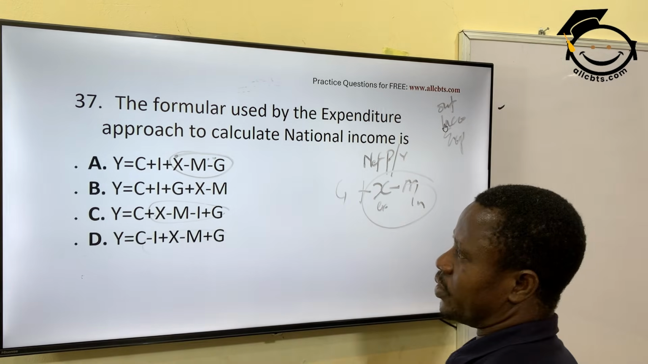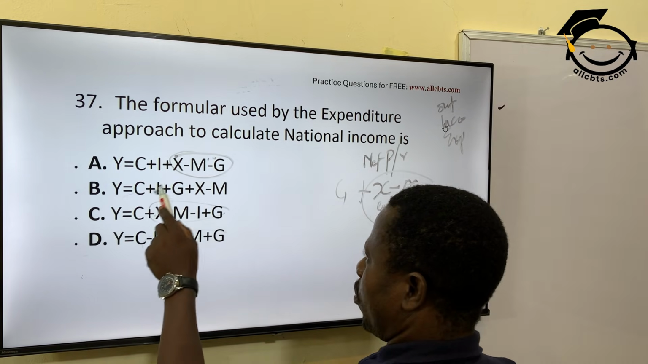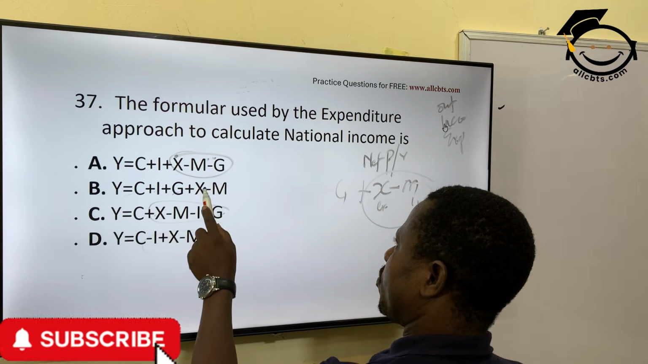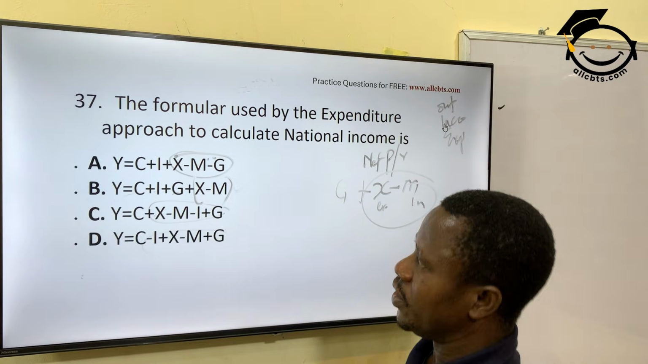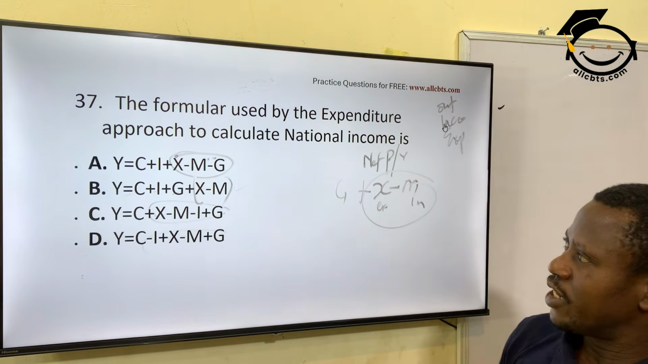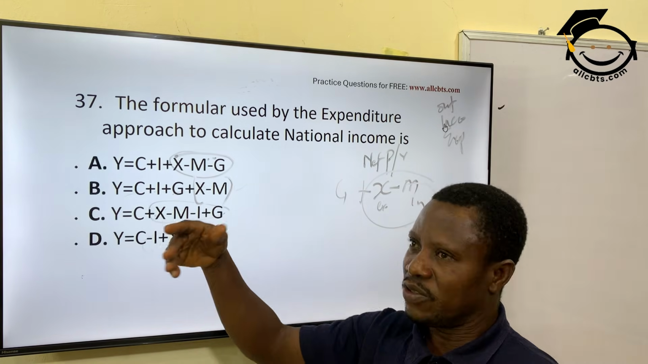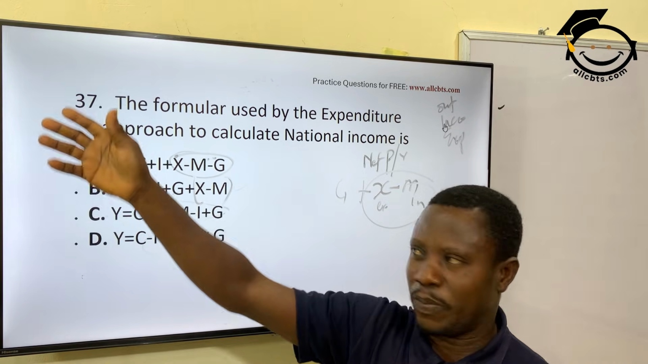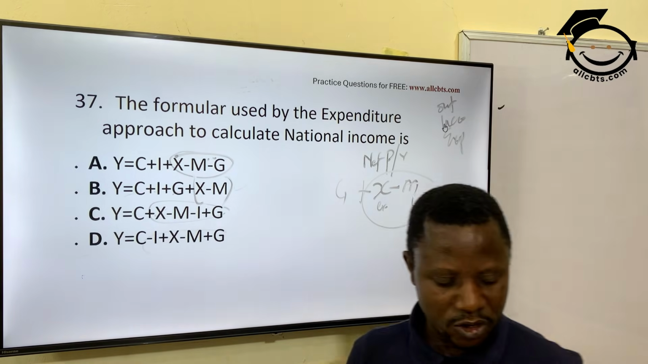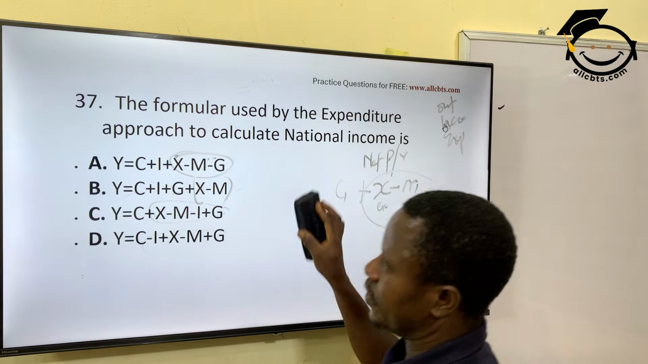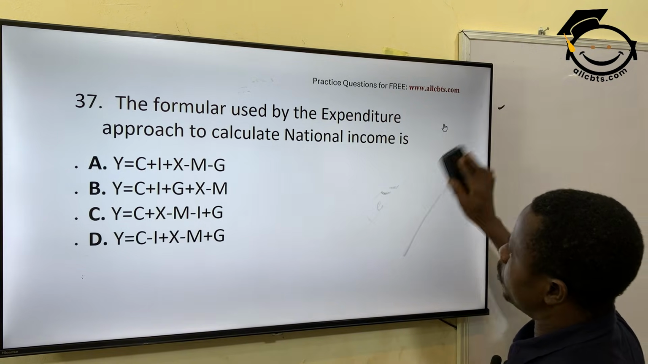So correct answer is what? Y equals consumption plus investment plus government expenditure plus export in bracket minus import. So option B is the most correct answer. You can see they are all expenses. You consume, you spend. Investment, you also spend. Government, G, expenditure. So this is the correct answer. Option B is the most correct answer. Correct. Okay, for expenditure approach.